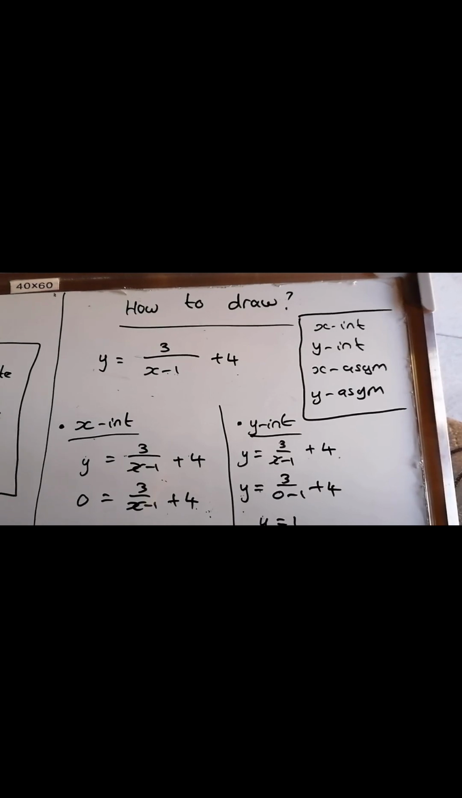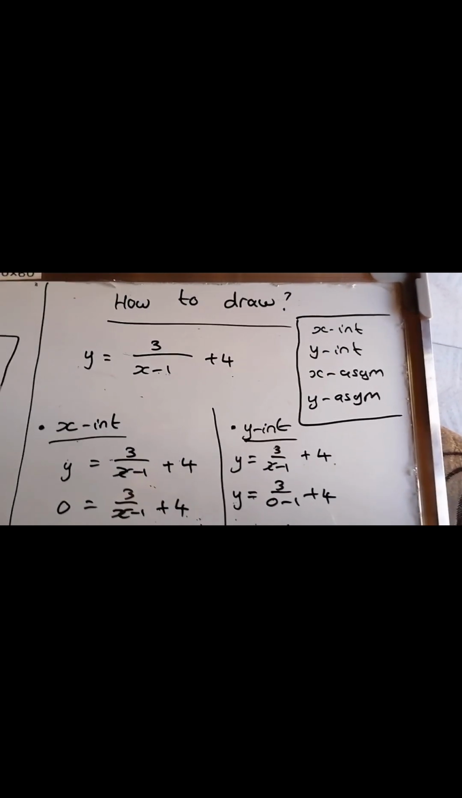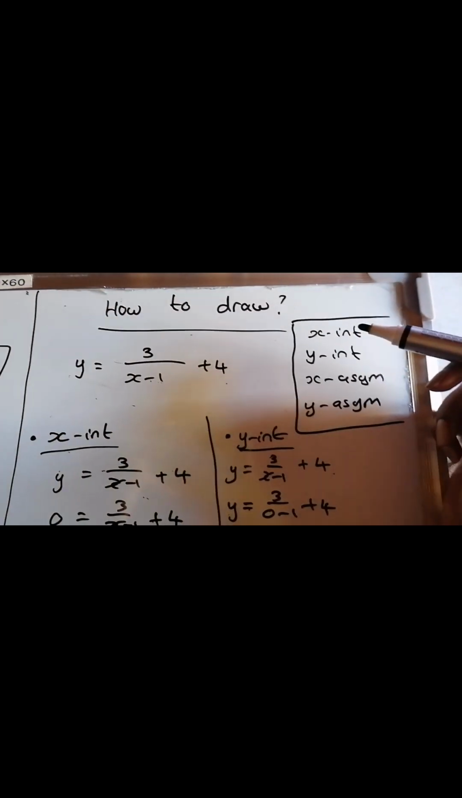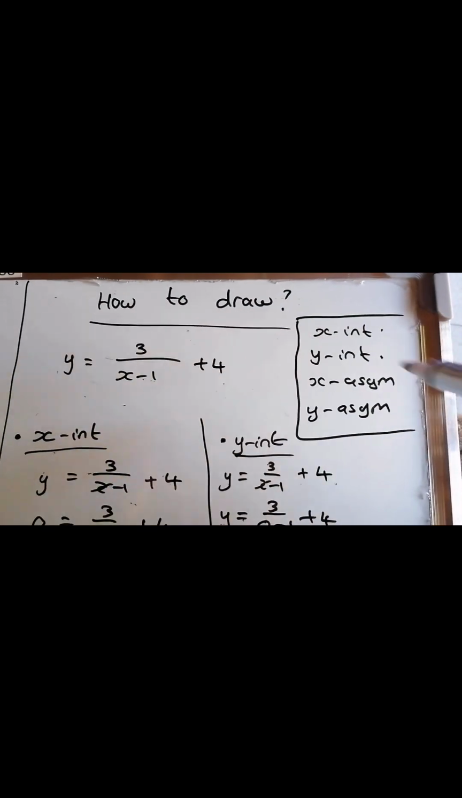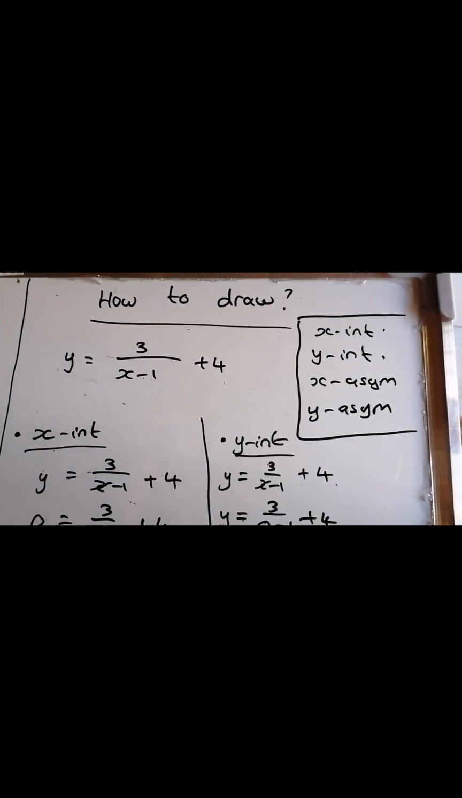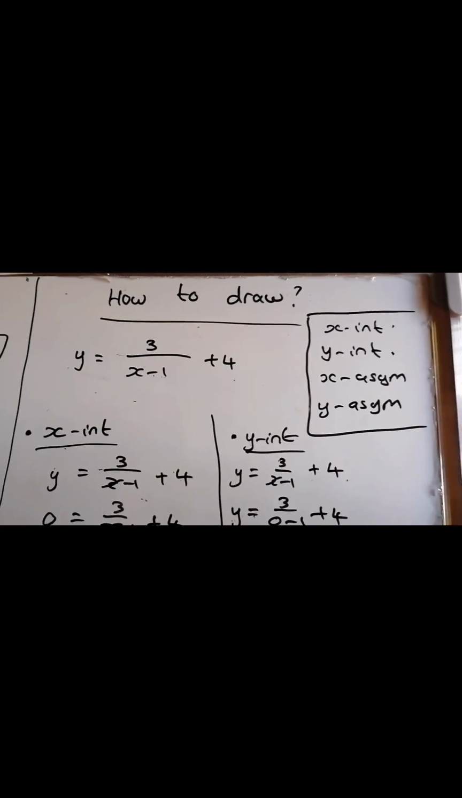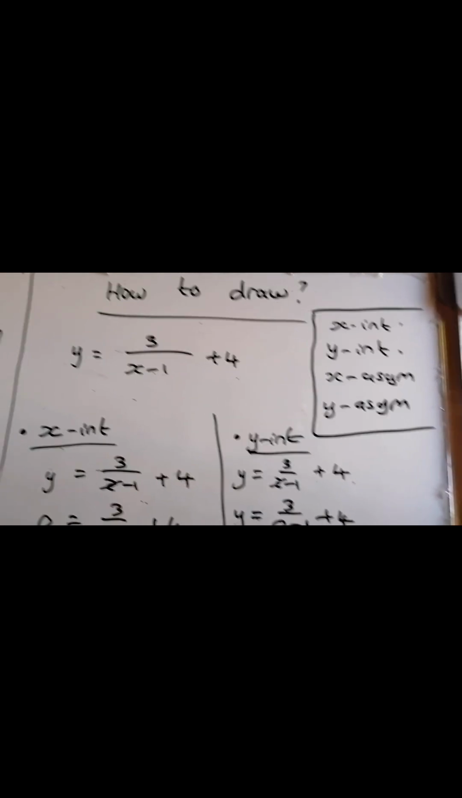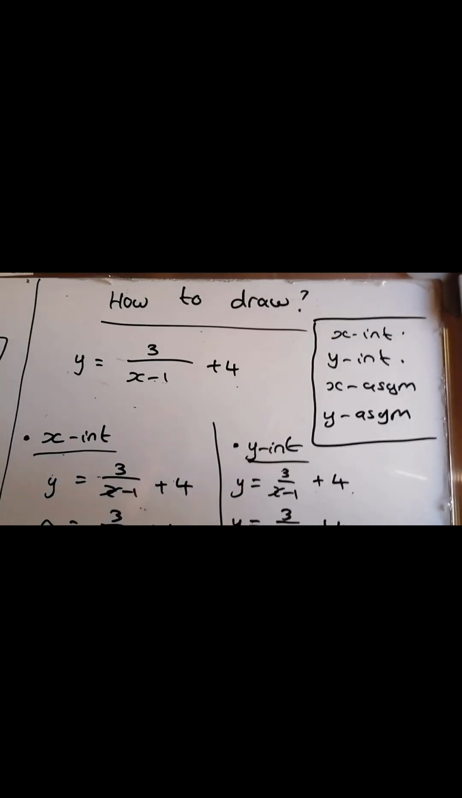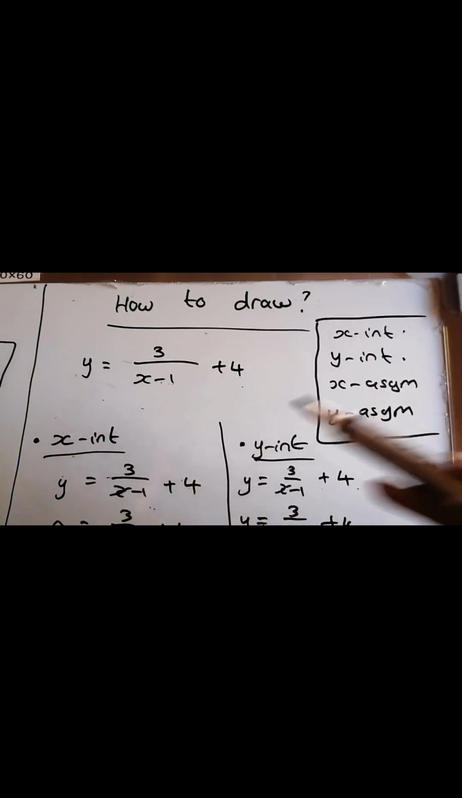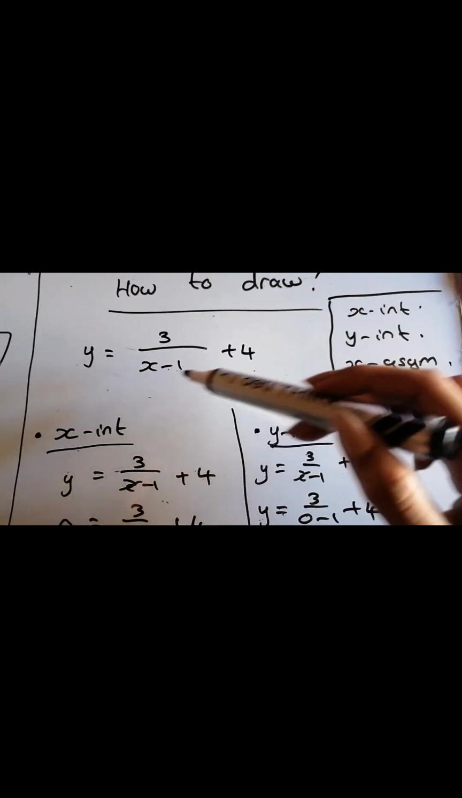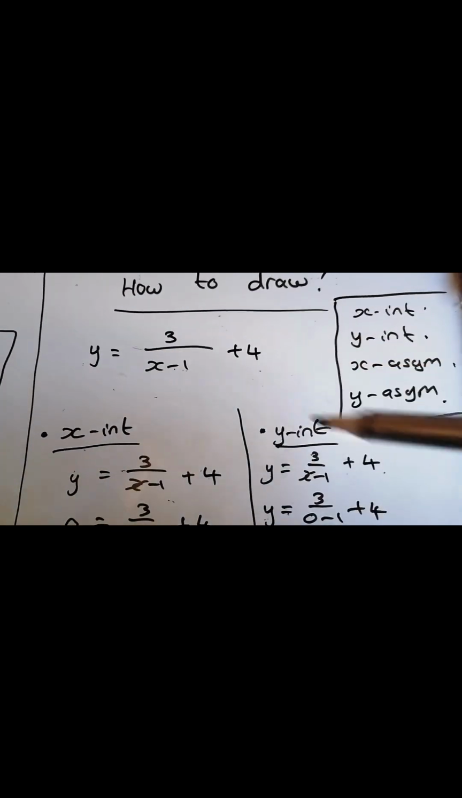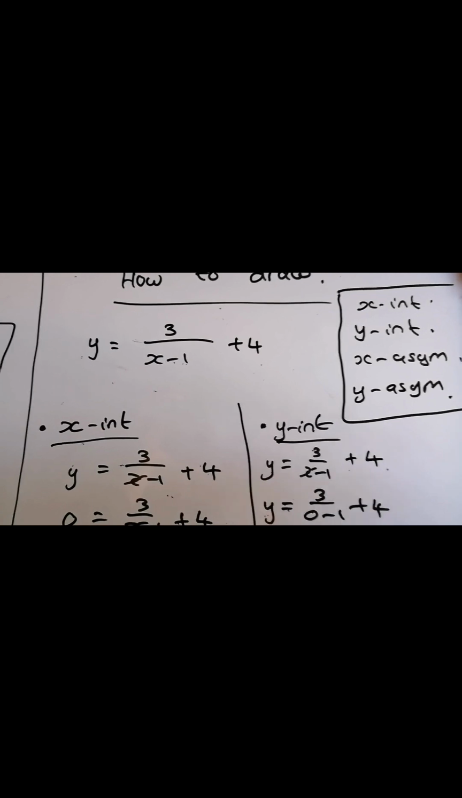Okay. So how do we draw a hyperbola graph now? Remember in your parabola, we had to find x and y intercept and we had to find turning point. For your hyperbola, you have to find your x-intercept, y-intercept, your x-asymptote, and your y-asymptote. Normally the equation gives us these two, so it's nothing to stress about. So let's take a look at this equation. It's y is equal to 3 all over x minus 1 plus 4.